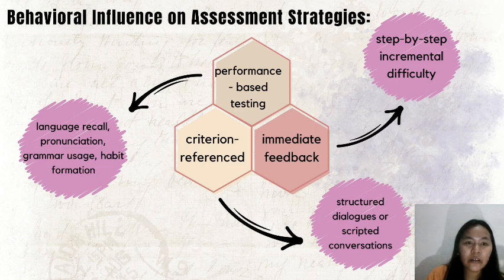So since there are just two behavioral influences, the second one is the immediate feedback, which is crucial because it reinforces correct language patterns and discourages errors. So in relation to the role of behaviorism, these assessments would use tools like structured dialogues or scripted conversations to evaluate learners' ability to repeat and use correct language structures. And then the last one, we have the criterion reference.